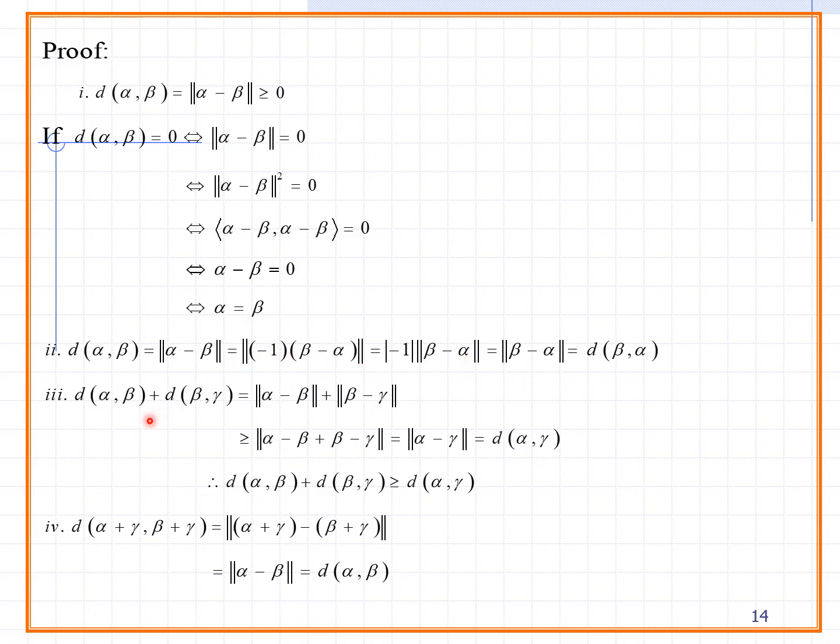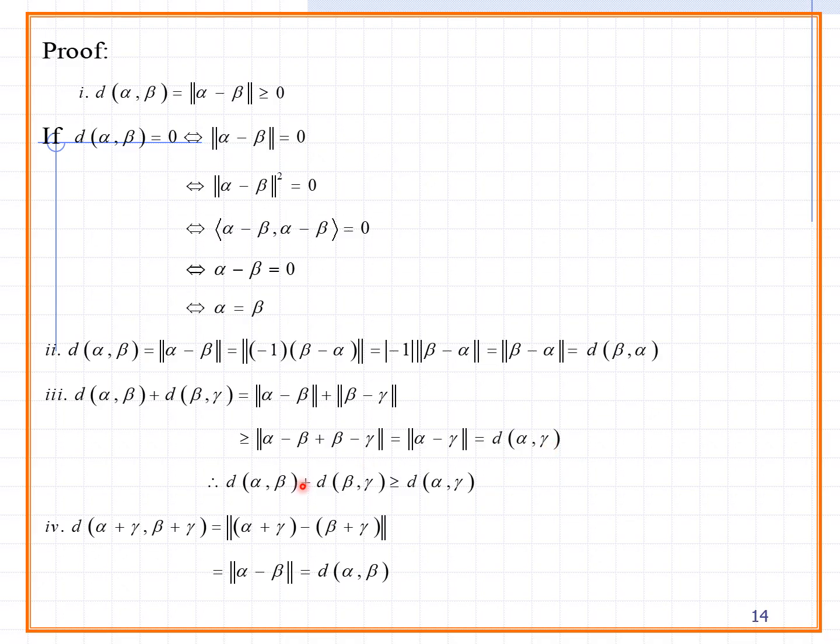Let us see the third one, the distance of alpha comma beta plus the distance of beta comma gamma. Let us consider norm alpha minus beta plus, the distance of beta comma gamma means norm beta minus gamma. So let us add both terms. You get minus beta plus beta cancelling, which is nothing but norm alpha minus gamma. Norm alpha minus gamma, by this property, can be written as the distance of alpha comma gamma.